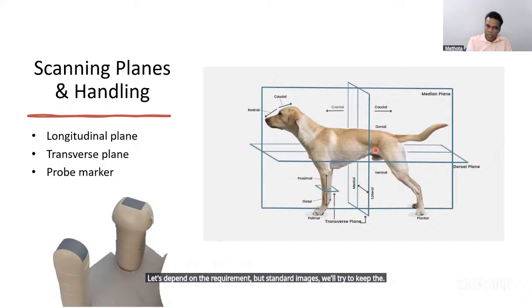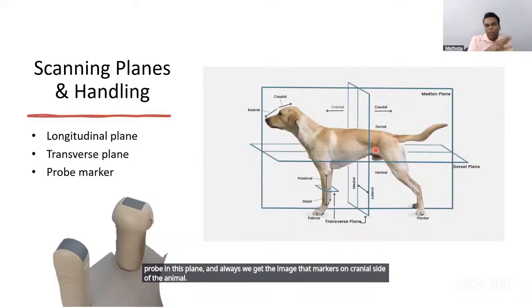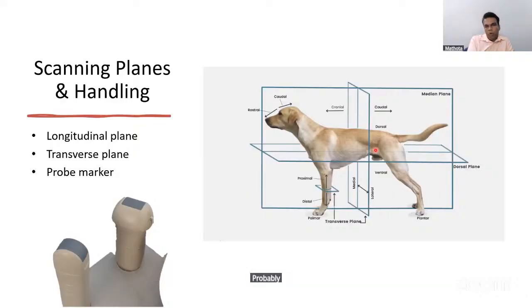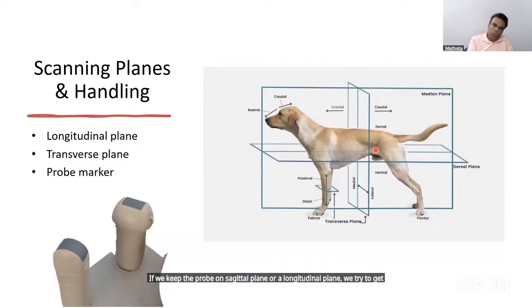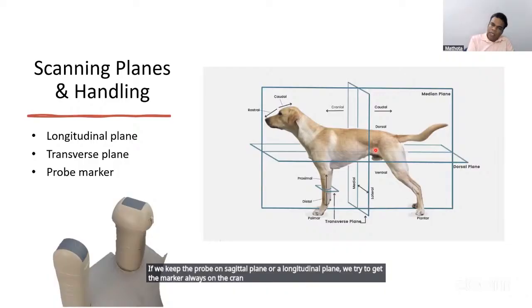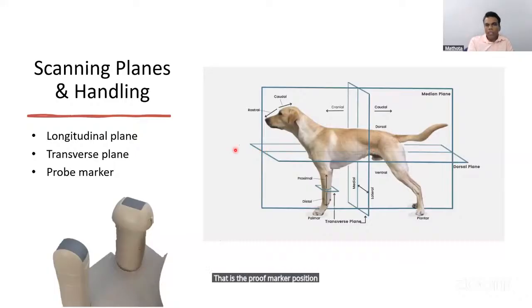But for standard images, we try to keep the probe in these planes, and the marker is always on the cranial side of the animal. If we keep the probe on the sagittal or longitudinal plane, we try to get the marker always on the cranial side. If you are going to the transverse plane, we keep the marker on the left side of the animal. That is the probe marker position. Then you will get the standard image.